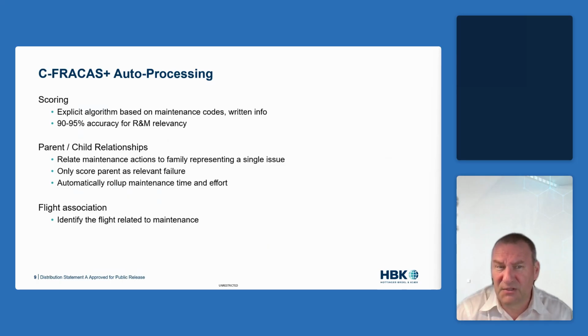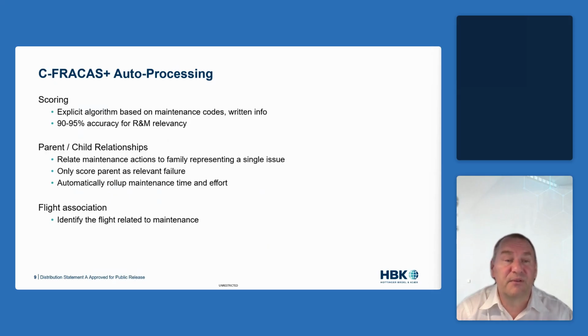And that process, it's an explicit algorithm. It's about 95% accurate to isolate and identify which are reliability relevant. That gets us from that 4 million maintenance actions a year to around 10% of that, about 400,000 per year. And that's really what they're focused on.